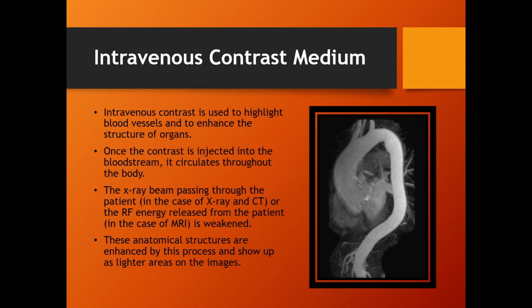Now, the other kind is MRI. MRI doesn't use X-rays to produce the images. It uses magnetic field and RF pulses. So iodine really has no effect at all on MR pulses and magnetic fields. So they have to use a different kind of fluid, and that different kind of fluid is called gadolinium. Gadolinium does for MR images what iodine does for CT and X-ray images.